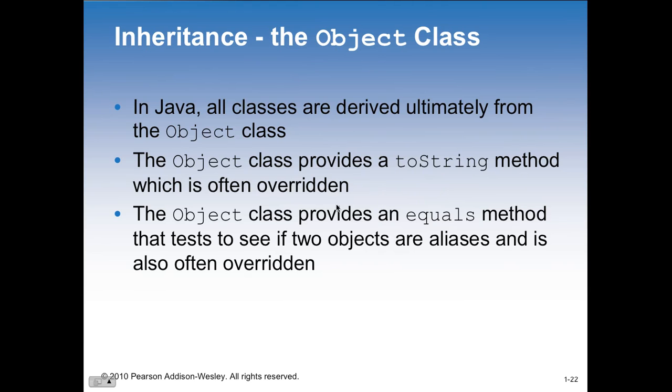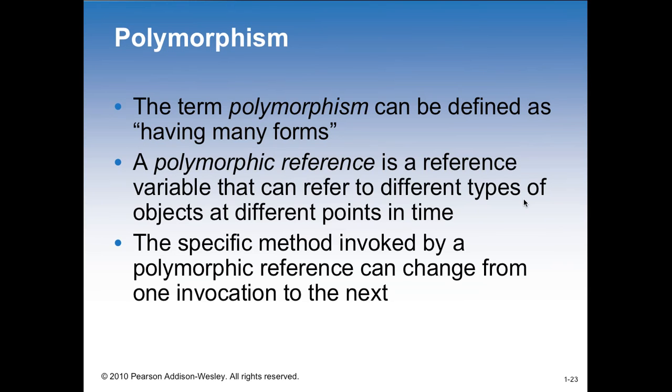The Object class also provides an equals method that tests to see if two objects are the same, or aliases, and it is also often overridden to say, is this object equal to, or part of, another one? And then we have the polymorphism concept, which I've mentioned already. We see a lot of polymorphic behavior with abstract data types in Java.